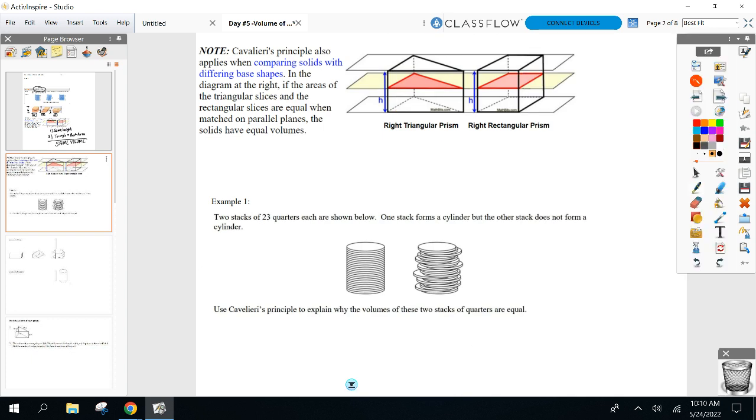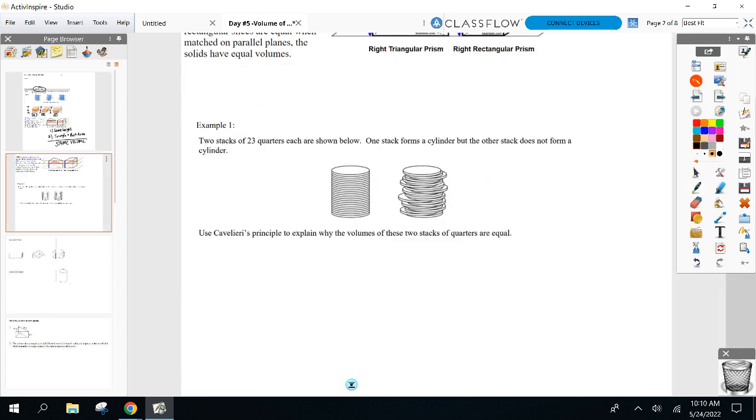Example 1. You guys can flip over your packet for me. Take a look. You got 2 stacks of 23 quarters. One stack forms a nice, beautiful cylinder. The other one is just pretty messy, right? But why do they have the same volumes, even though they look nothing alike? One's all messed up. One's nice and stacked. Well, why do they have the same volumes? They have the same height. Everyone agrees? 23 quarters each. Same height.